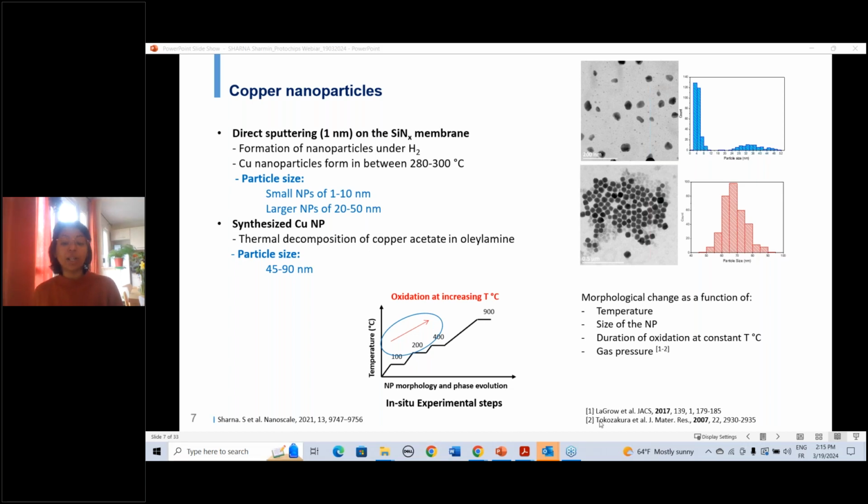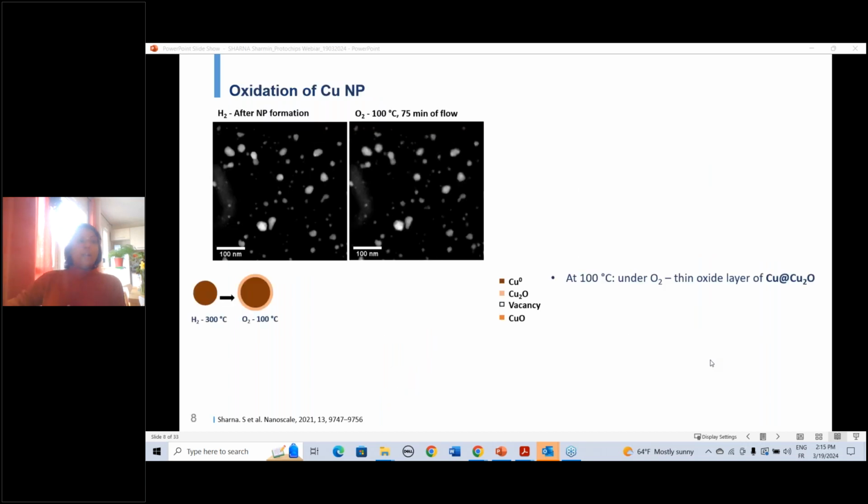to that of the literature. Here we have a nice study by Lagrow, a group from New York University. They carried out a similar oxidation reduction reaction, but using an ETEM, and clearly we can see a difference in the evolution and the transformation mechanism as a function of the gas pressure. So this is an interesting comparison, and it really highlights the importance of pressure.